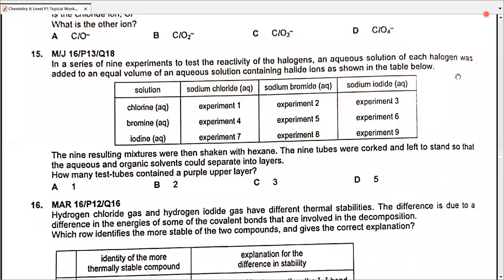The answer D है. ठीक है, okay. D is fine. There are 5. Now point out which 5 experiments. Name them. Experiment 1, experiment 4, experiment 5, experiment 7, experiment 8.